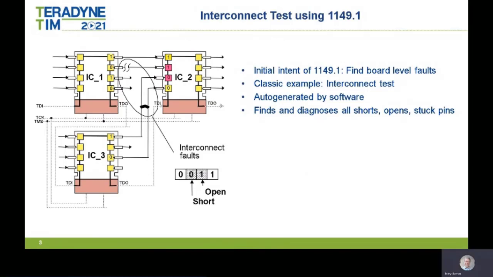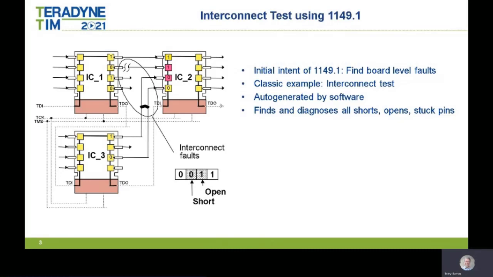It turns out that if you have a board full of boundary scan ICs, you can run software that automatically generates a test that can detect and diagnose shorts, opens, and stuck pins anywhere among all the interconnections between the boundary scan ICs on the board. This is done by repeatedly driving different patterns of values on all the boundary scan output pins on the board, and then looking to see if the input pins connected to them see the right states. The picture on this slide illustrates how it works.